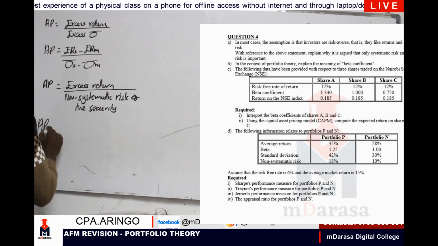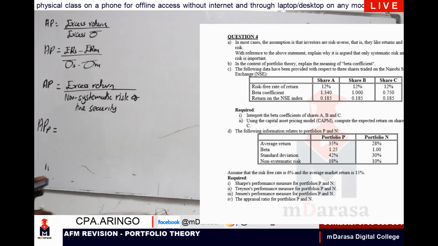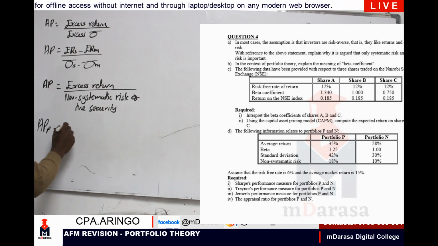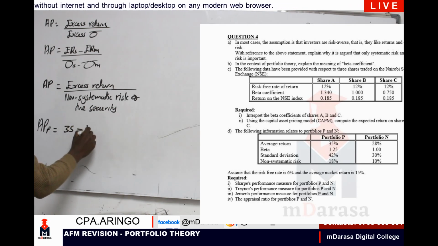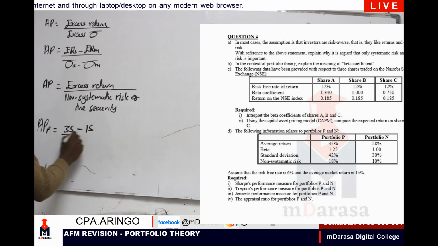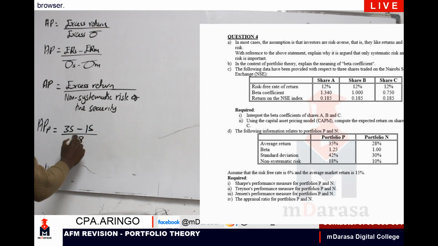For us to determine the appraisal ratio of security P, we should start by considering our excess return. How will you measure your excess return? Our return of this security P was 35. The average market return was 15, right? We divide by the non-systematic risk. What was our non-systematic risk of security P? I was given 18.